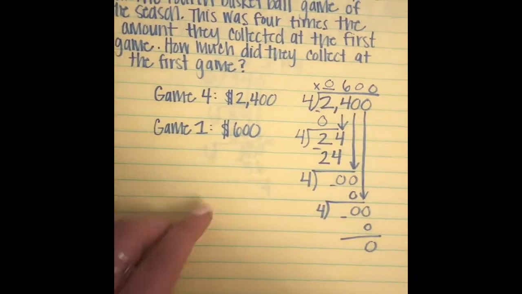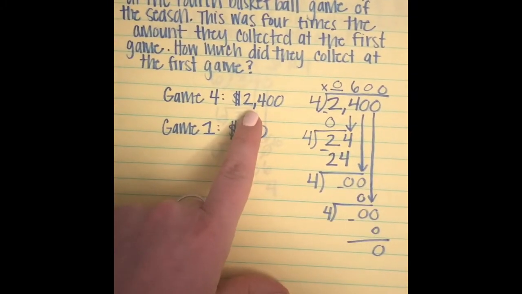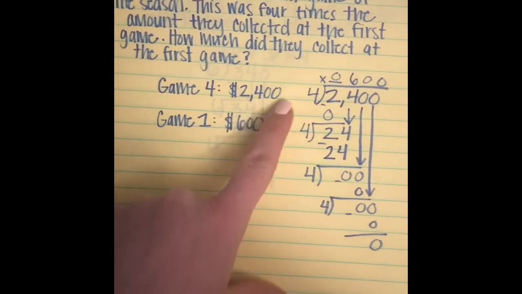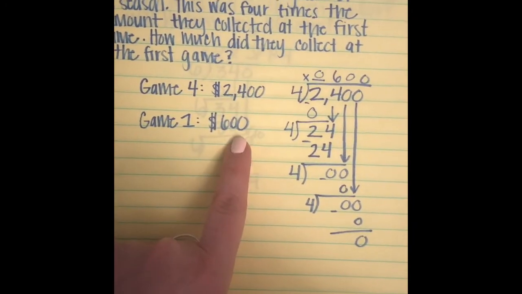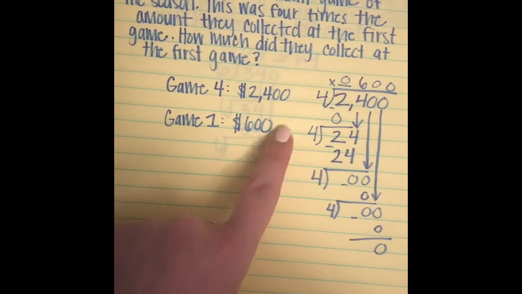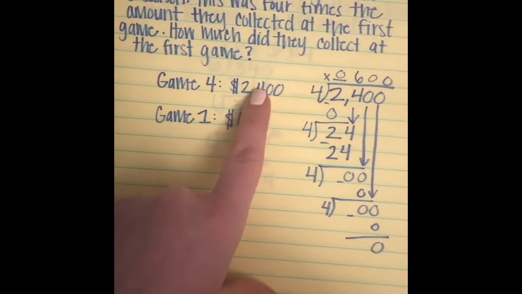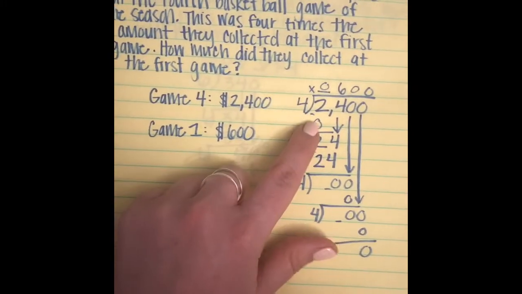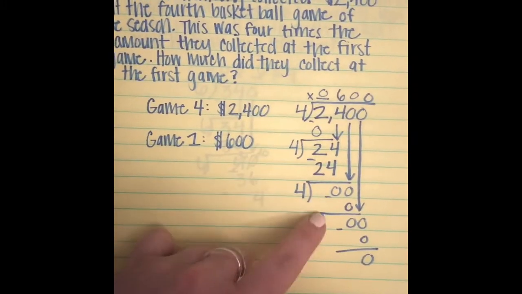If Lawton collected $2,400 at their fourth game, and that was 4 times as much as their first game, that would mean this number has to be 4 times greater than this, which would mean this number would have to be 4 times smaller than that. So in order to get that, we would have to divide. So 2,400 divided by 4.